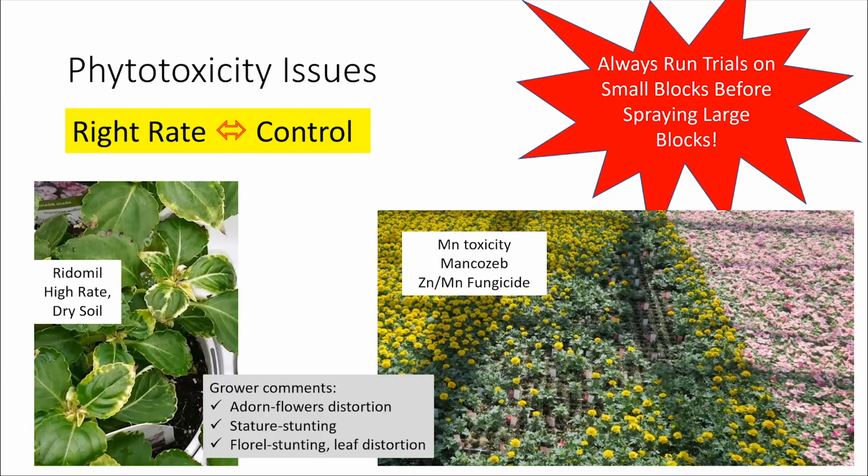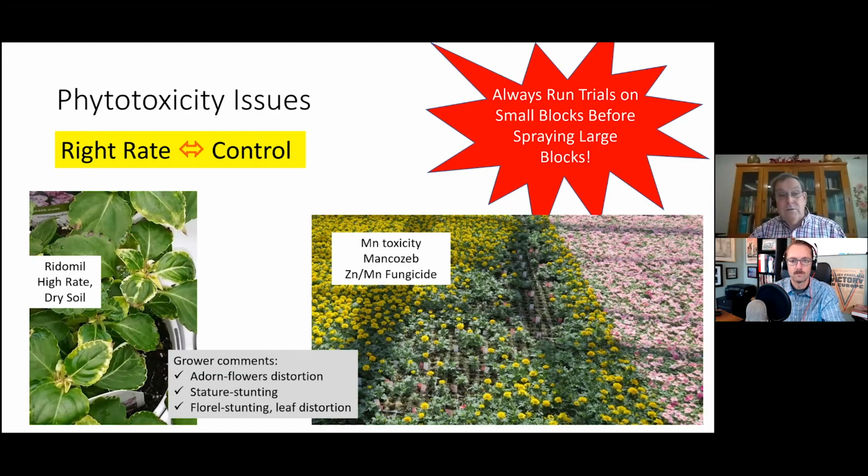Some of the other things we've had from grower comments are, of course, comments about flower distortion, and we've also seen stunting as a drench when it's applied to drier soil. And of course, we want to remind everyone that Florel, which people will use on impatiens at times, can cause leaf distortion and stunting if applied incorrectly. So there's a number of different chemicals that can give you phytotoxicity. And of course, you as a grower are responsible for checking: is my method of application correct? Is my rate correct?